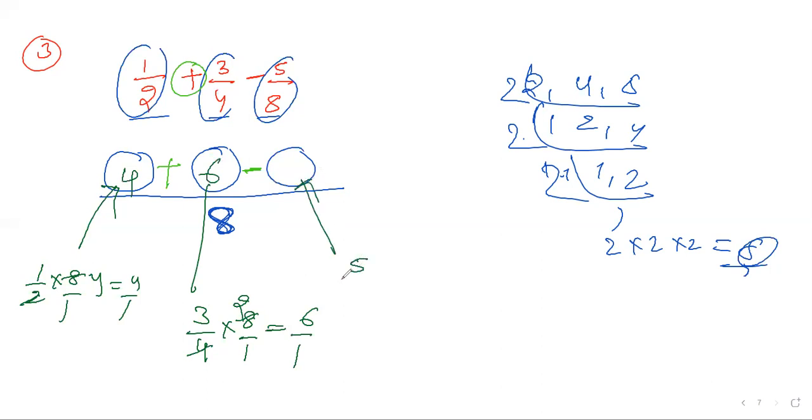Next one, 5 by 8 into 8. What is the answer here? 8 ones are 8, cancel. 5 ones are 5. The answer is 5.